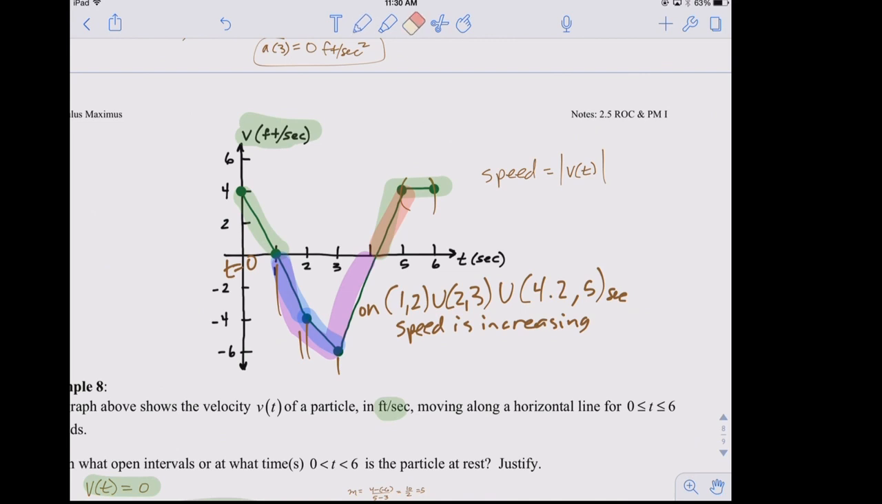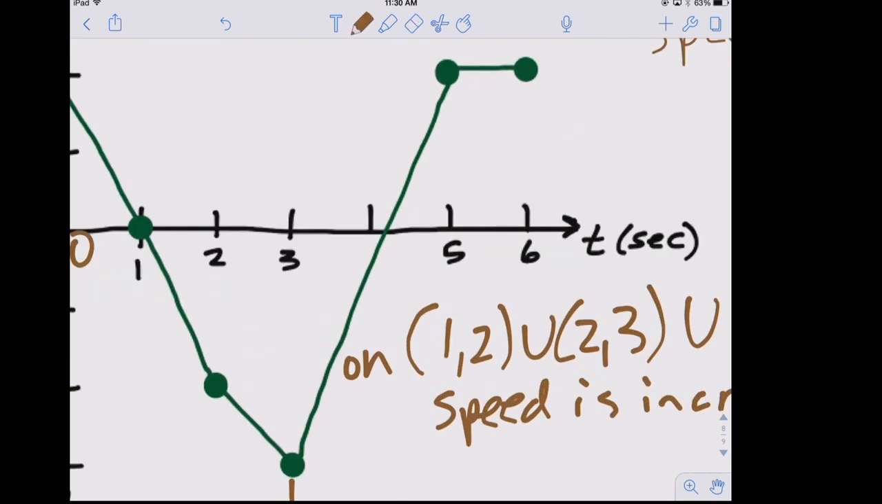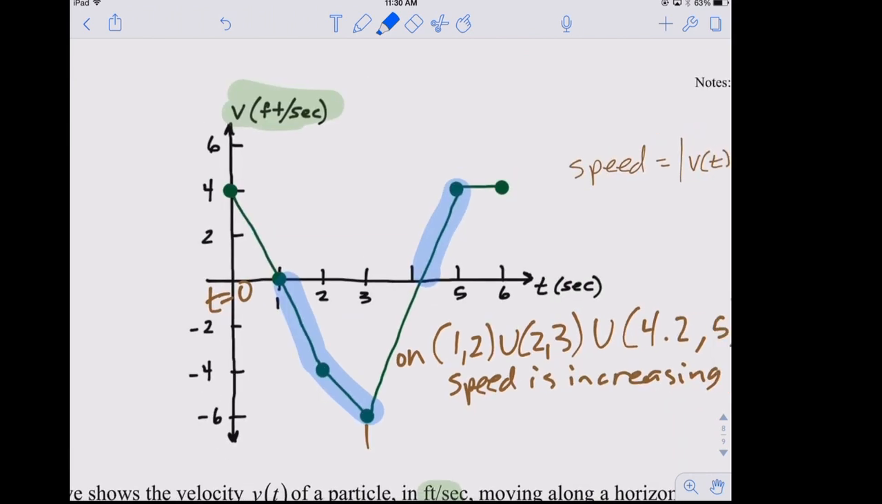Okay? Now there's a quick way to determine that easily from the graph. I wouldn't use this as a justification, but anytime your graph is moving away from the t-axis, your speed should be increasing, right? Because your velocities are moving away from 0, and it doesn't matter the direction, right? That's a real quick way to spot it. Now notice I stepped over 2. Why did I step over 2 instead of just saying from 1 to 3?